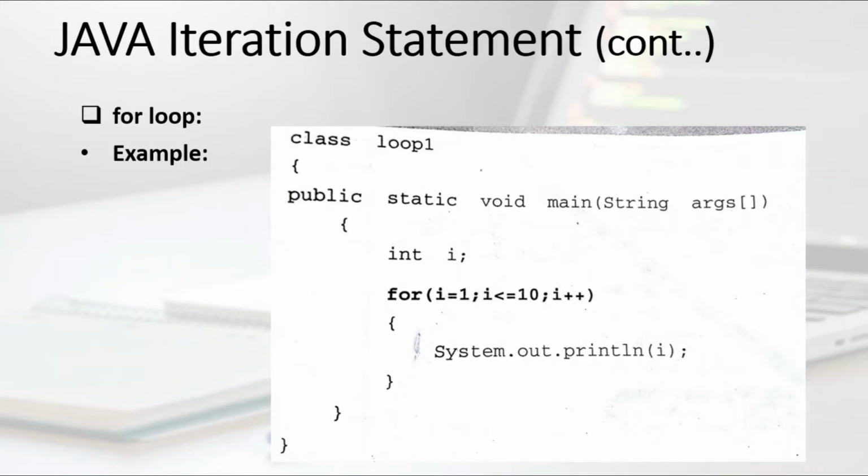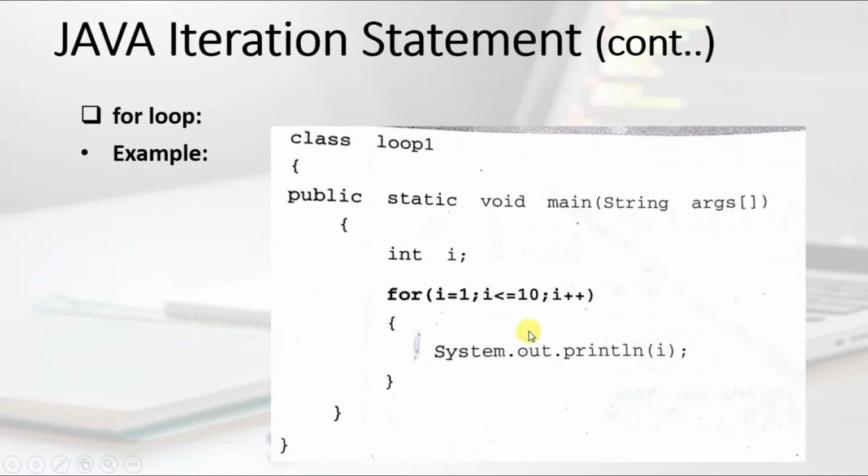Now for the value 2, i less than or equal to 10, obviously the condition is true, so the block is going to execute, and System.out.println of i outputs 2. Now for i plus plus, the value of i will be plus 1, that is 3. For i equal to 3, the condition 3 less than or equal to 10 is true. Again it is going to execute the statement. Likewise, it is going to execute the statement until the condition is false.